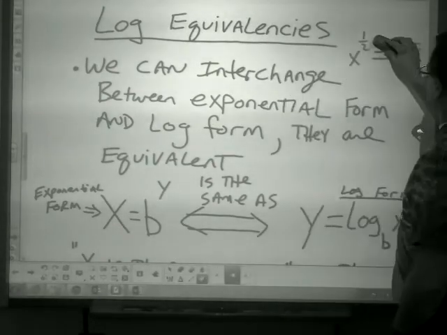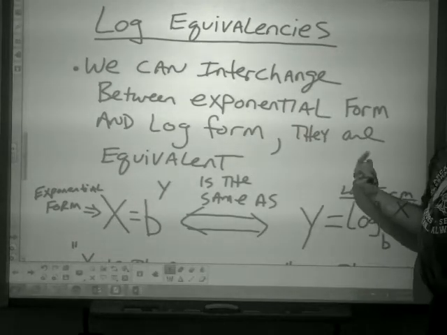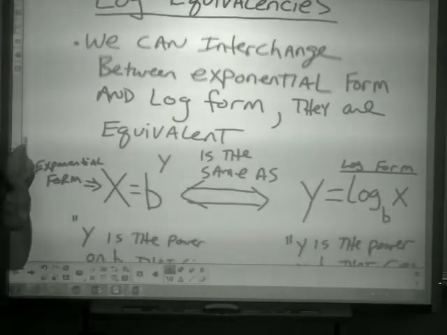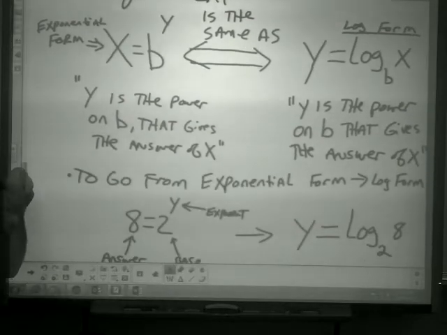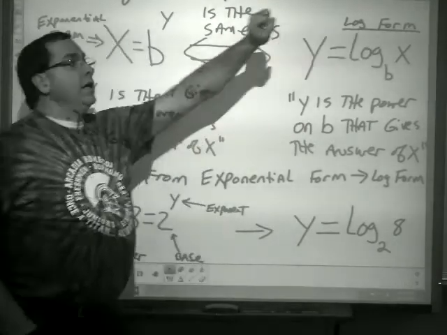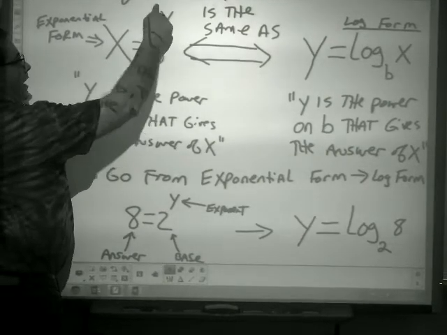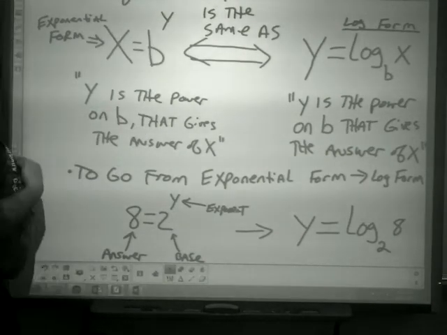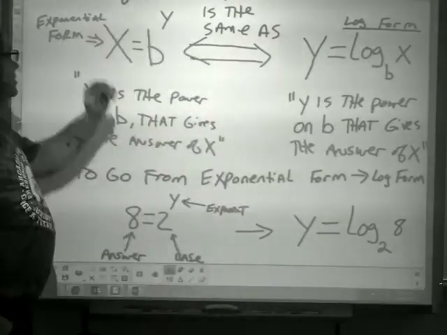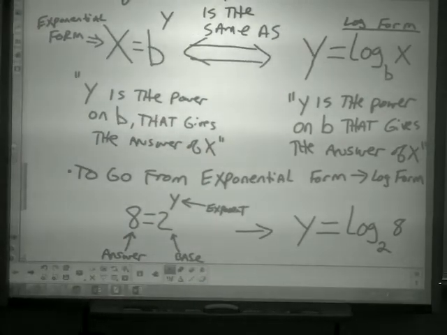We're going to do the same thing but with logs. We're going to write things in equivalent forms using the word log, okay? So, we have two forms. We have exponential form and we have log form. Exponential form. X equals some base raised to the y. All right, log form. Y equals log of this base raised to the x. They are the same. All right?